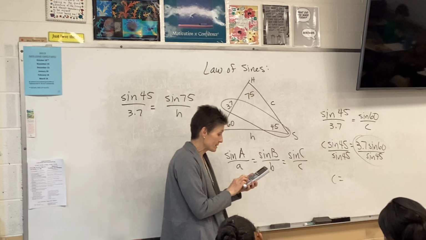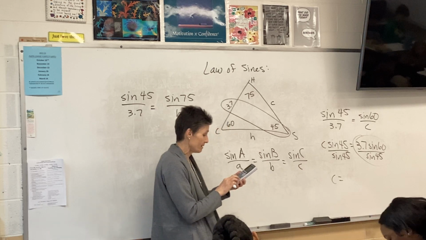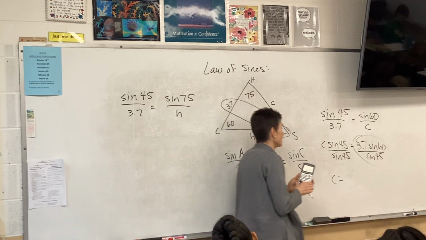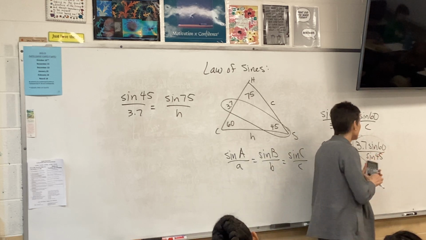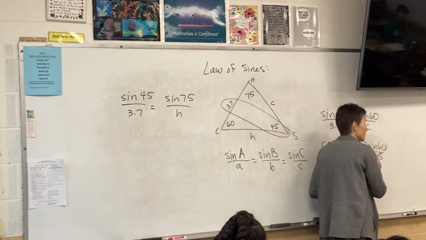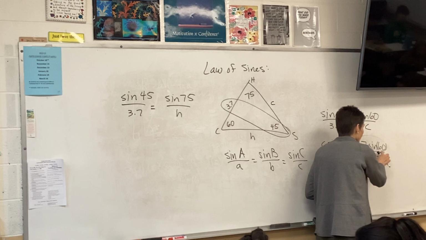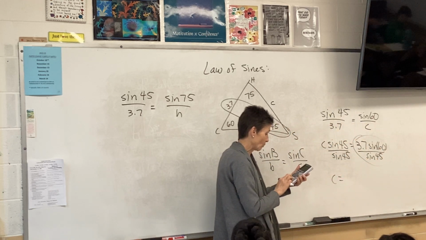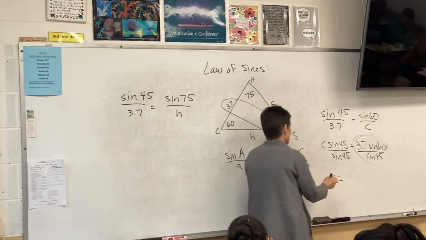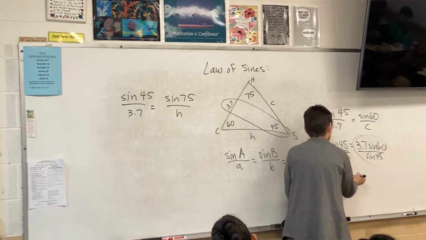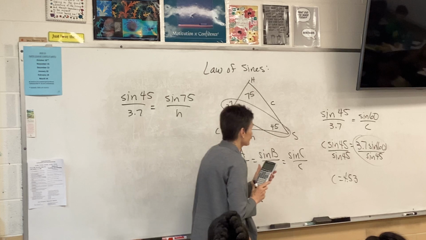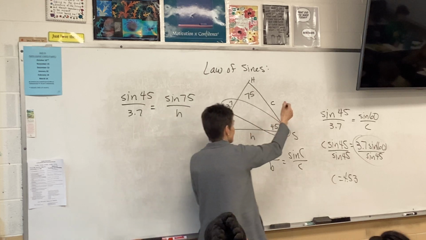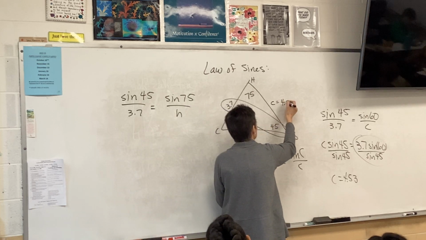So 3.7 sine 60. When you type in 3.7 sine 60, be sure you close that parentheses. It's going to put a parentheses, be sure you close it, and then divide it by sine 45. Did you get 4.53? So side C is 4.53.